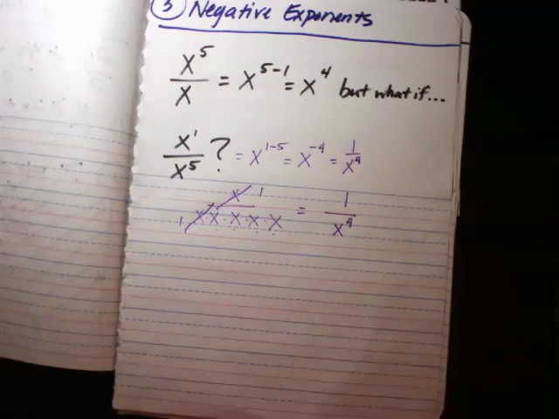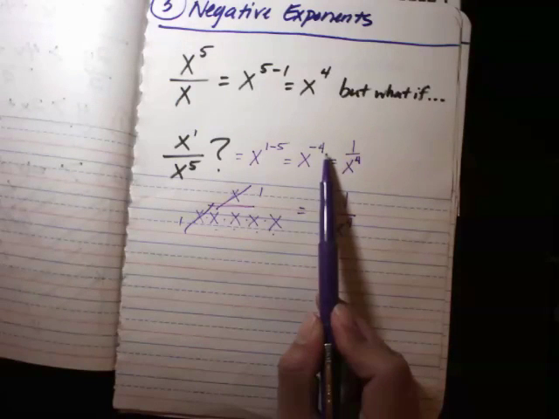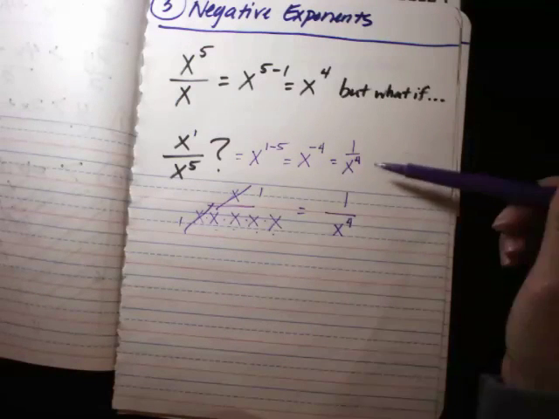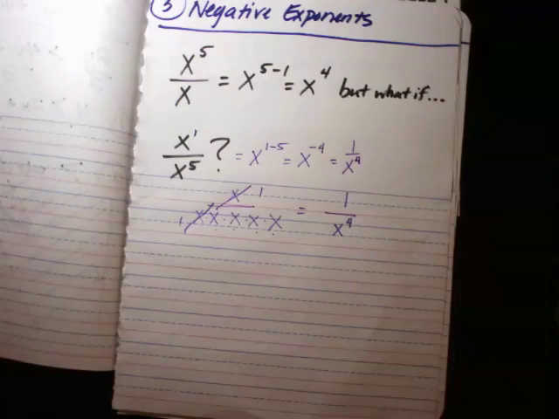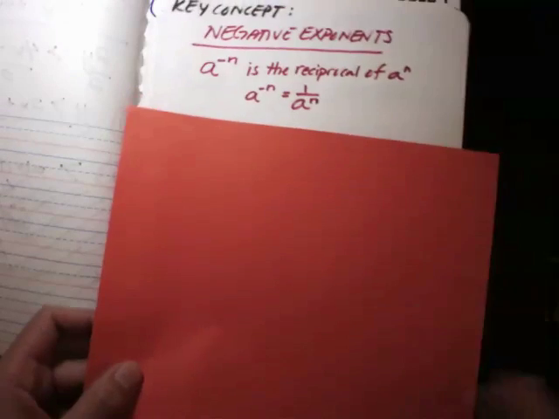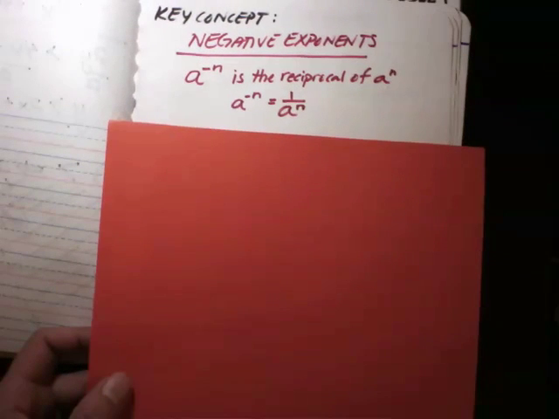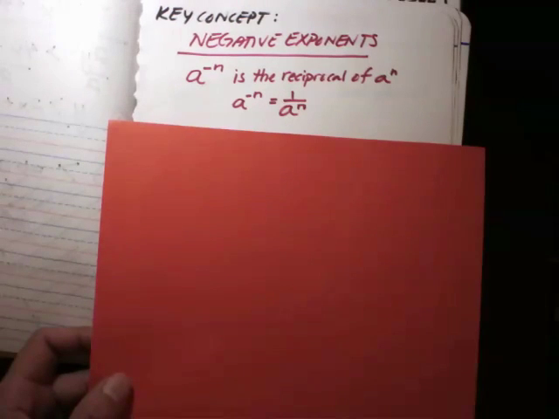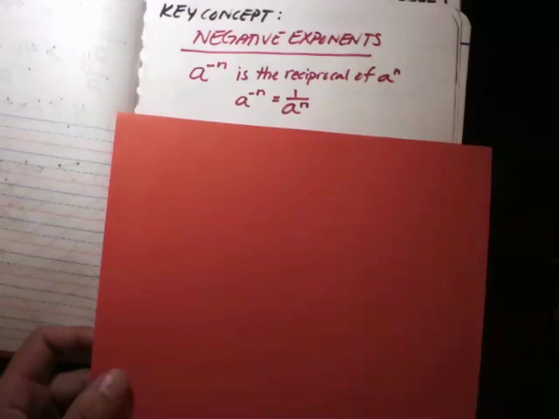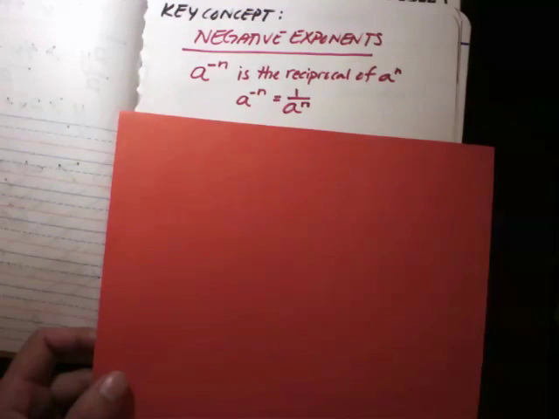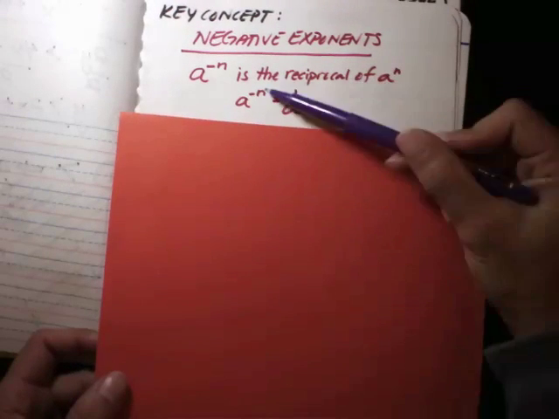So what do you notice about x to the negative 4? It looks like it is the reciprocal of x to the 4th. That is the exact rule when you have negative exponents. Any number to a negative power is equivalent to the reciprocal of that number to the positive exponent. So all you're doing is taking the reciprocal and making that exponent positive.